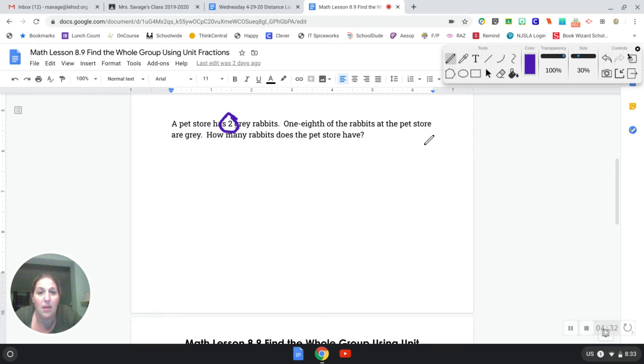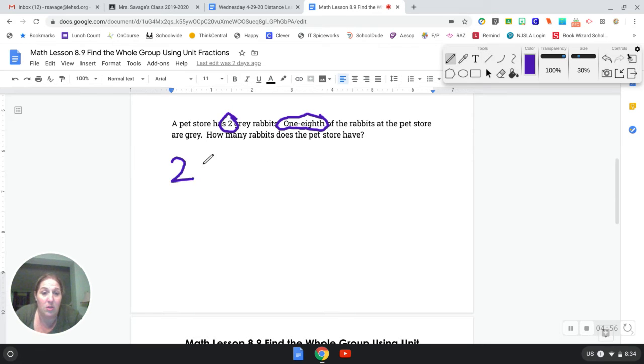2 gray rabbits. 1/8 of the rabbits at the pet store are gray. How many rabbits does the pet store have? So I know that 2 are gray. 2 is 1/8 of the total rabbits. And I want to find out how many they have altogether.